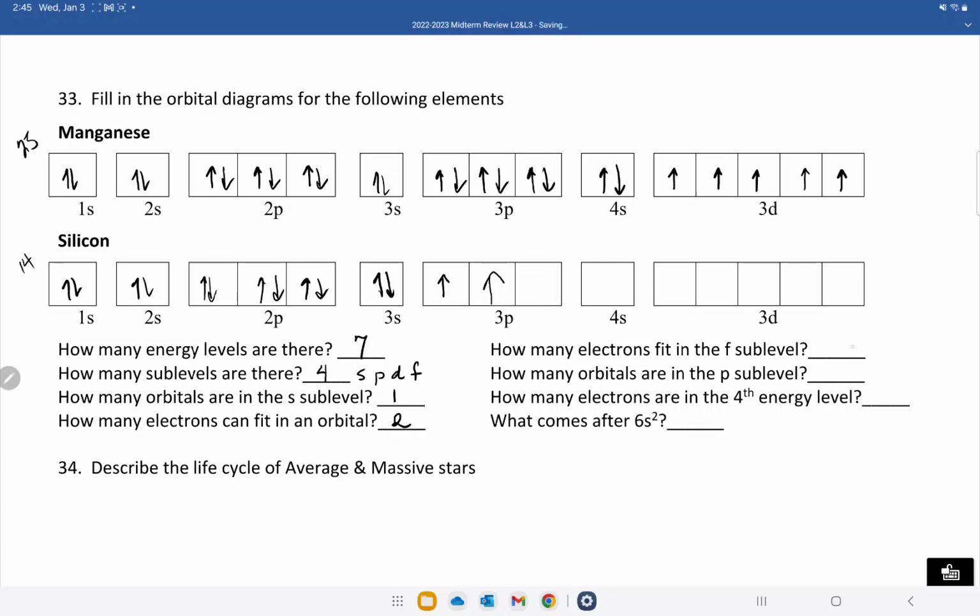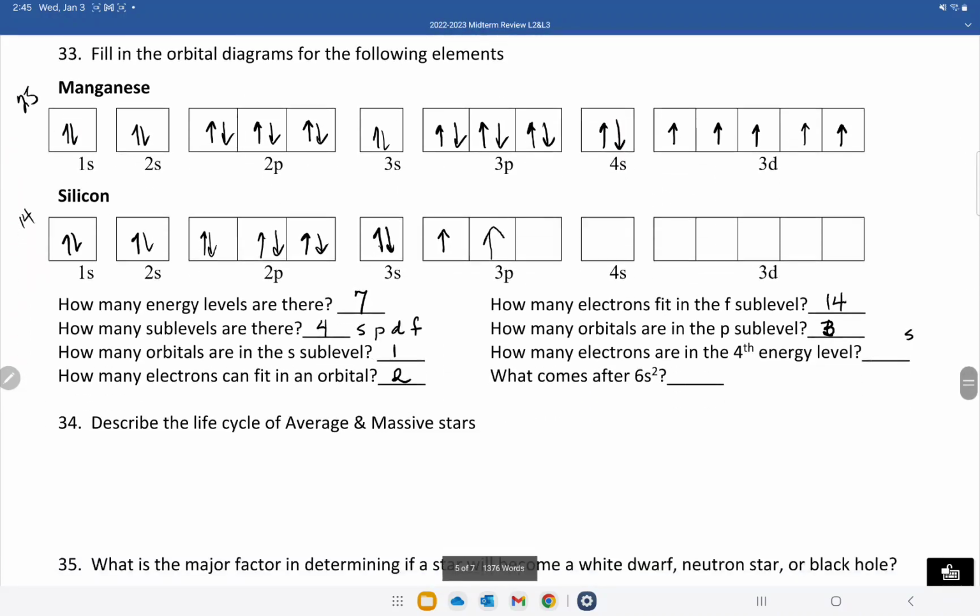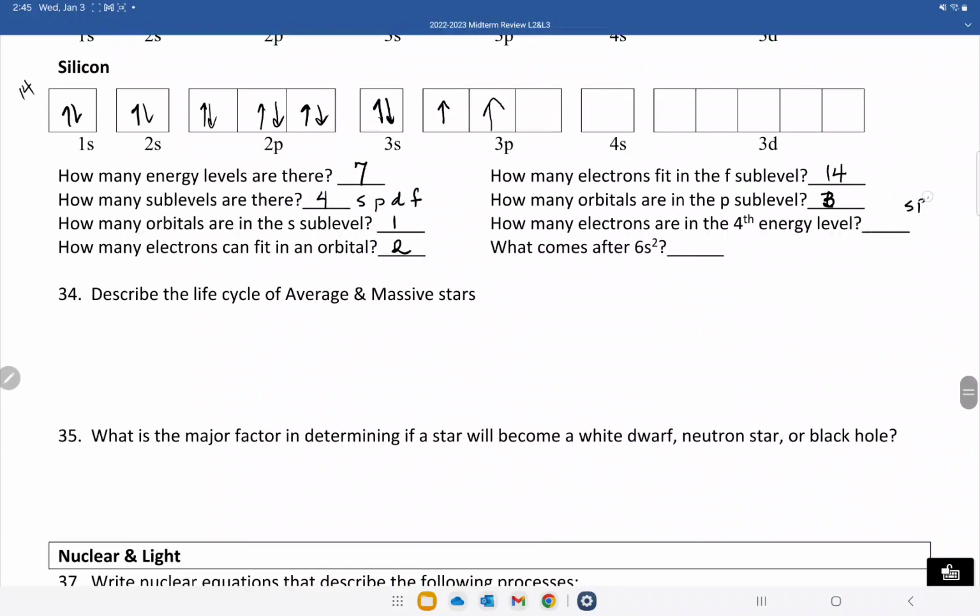The f sublevel has 7 orbitals, which means it can hold 14 electrons. The p sublevel has 3 orbitals, which means it can hold 6 electrons. The total electrons in the 4th energy level, well, 4th has an s, a p, a d, and an f, for a total of 32 electrons. And then if you follow your diagonal rule, after 6s comes 4f.